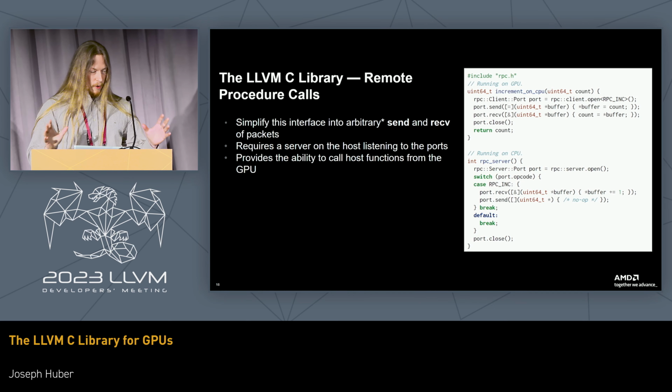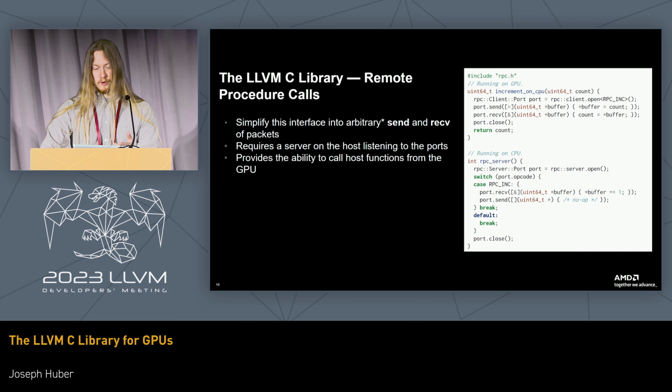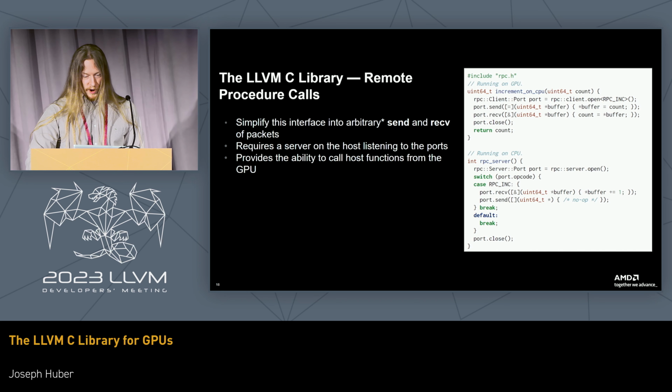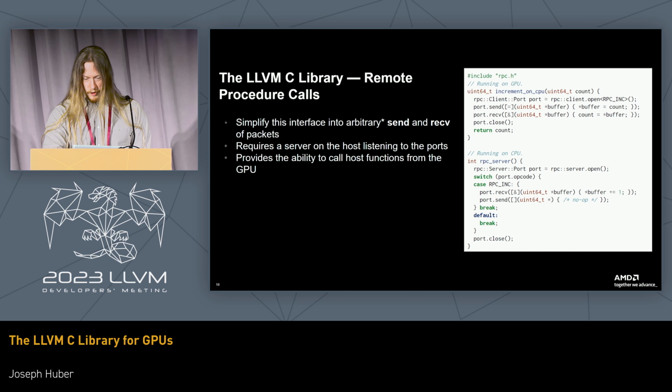So given that super high level description, we can abstract that into what is actually the API that I use internally in the libc, which is more of a send and receive type thing with a fixed size packet. You can see on the right, we want to, let's say, increment this value on the CPU for whatever reason. We tell the RPC client to open a port with this RPC inc opcode. Then we get our port and use it to send data by writing our count to the buffer.